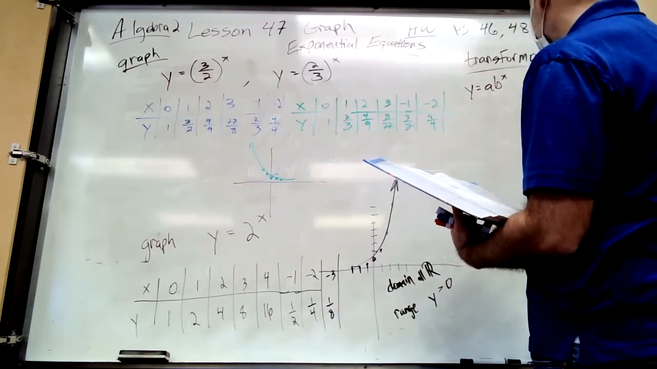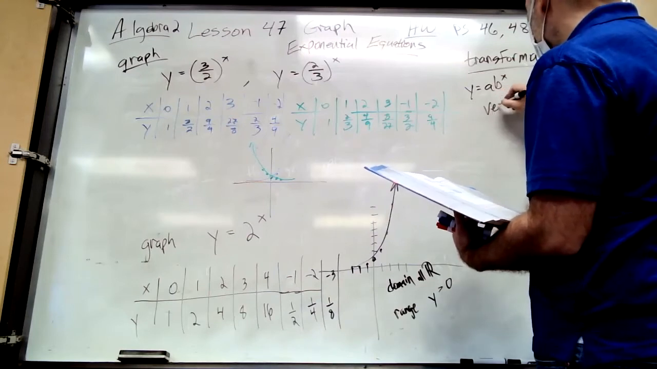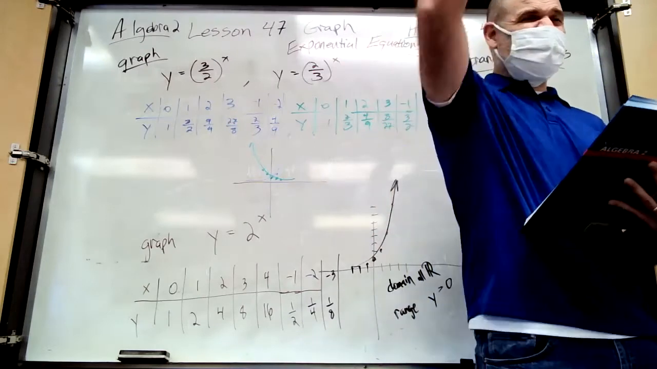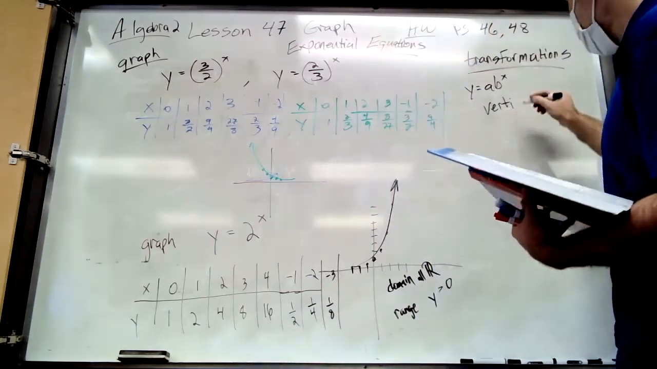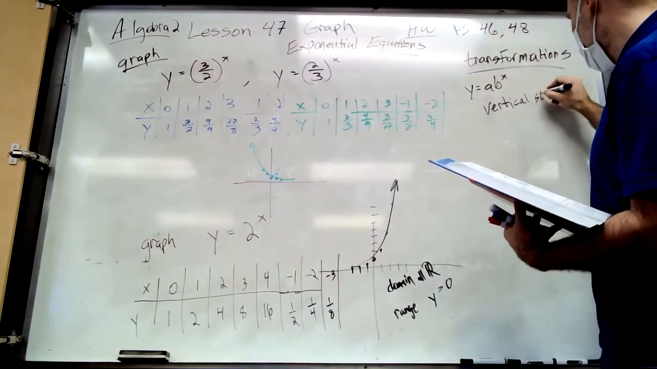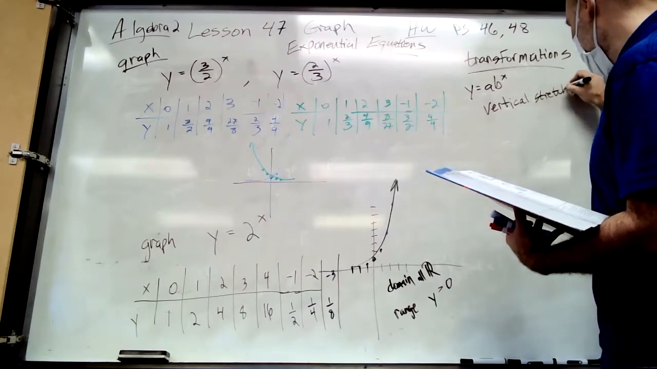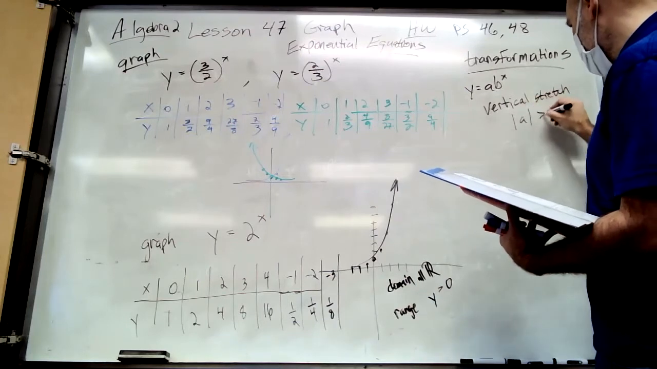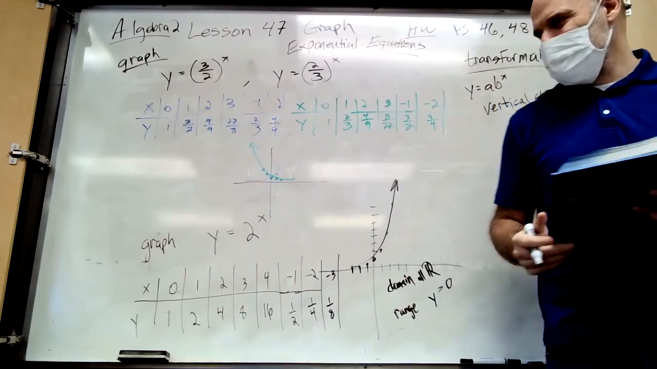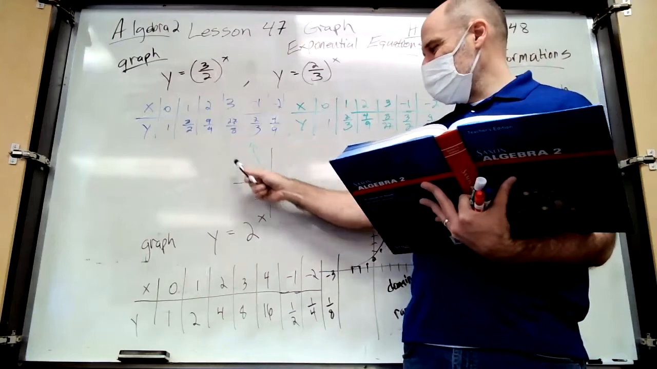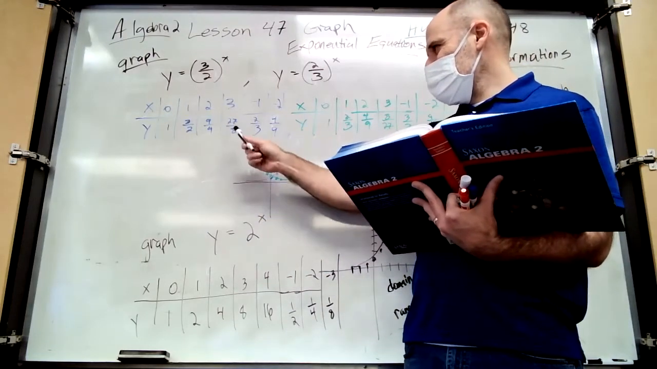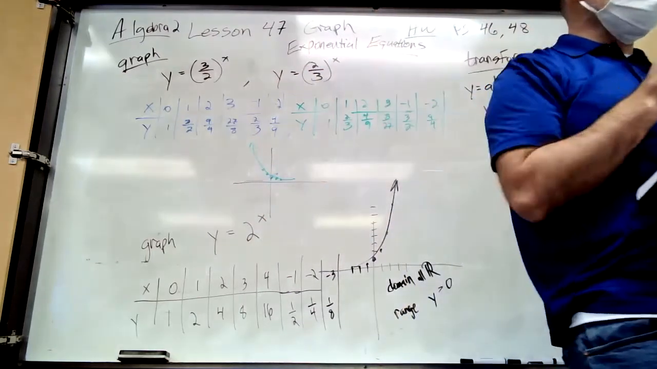Vertical stretch. Vertical stretch means that it gets skinnier and taller. Vertical stretch happens when the absolute value of a is greater than 1. Which kind of makes sense because whatever this number is, you're multiplying it by a number in front of that. Okay, so it's going to get taller.